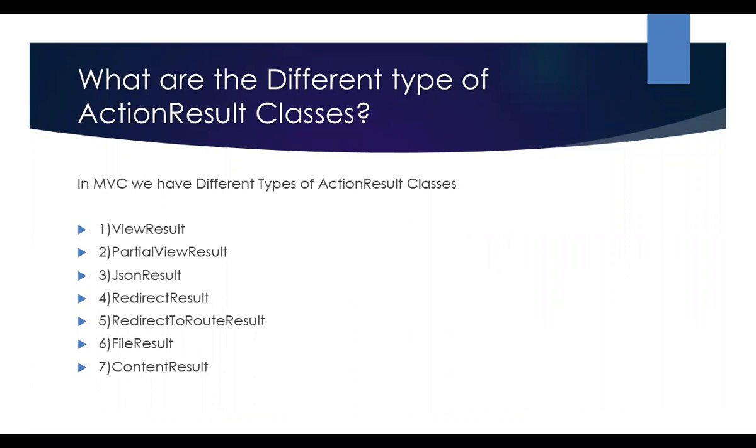In MVC, we have different types of action result classes like the view result class, partial view result class, JSON result class, redirect result class, redirect to route result class, file result class, and content result class. All these classes are going to be used before your action method, right?